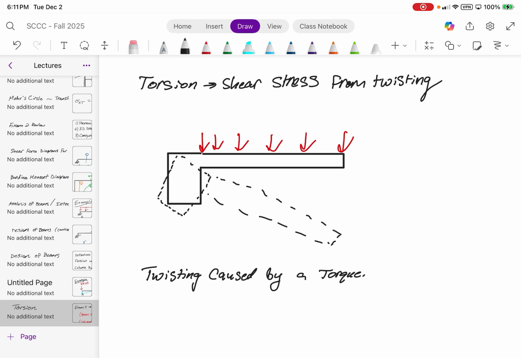All right? But now we need to ask, how do we get it in terms of applied torque?